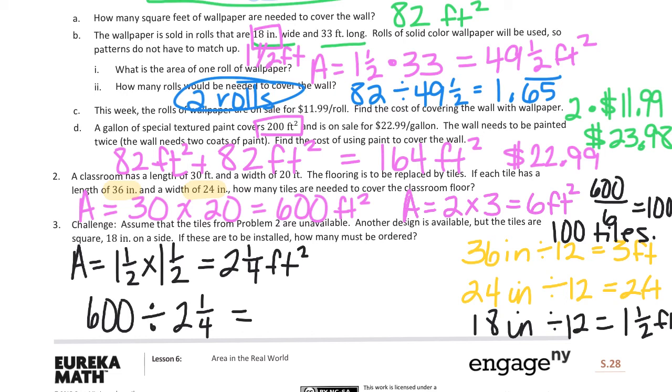And I get 1,350. Oops, you know what? I hit multiply instead of divide. I knew that answer didn't look right. I bet you caught that too, didn't you?